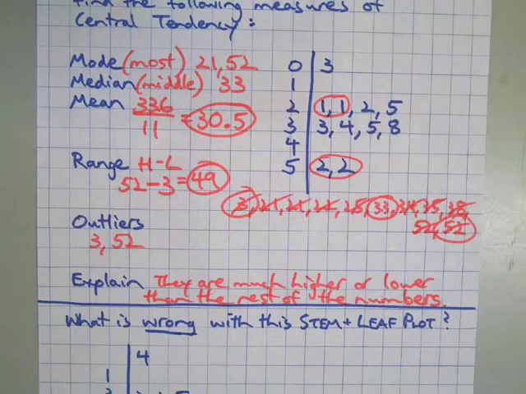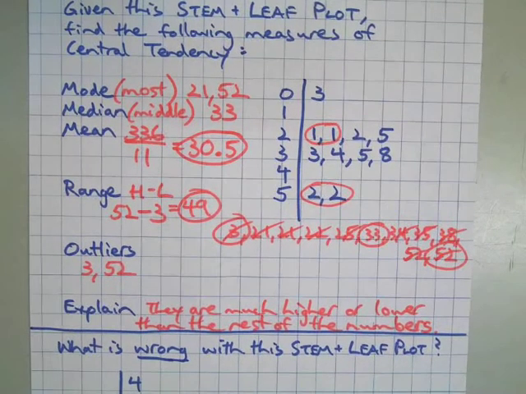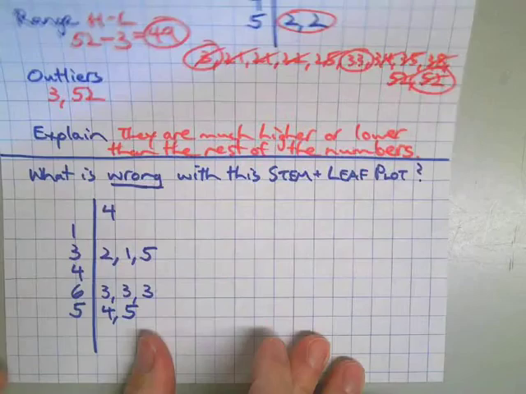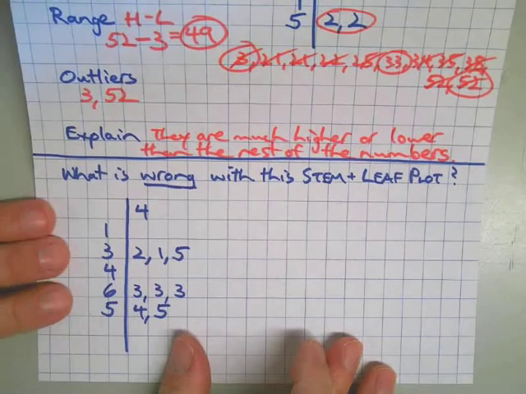Great. So that's how you can kind of put together a list of numbers when you're given a stem and leaf plot, and then just like you would with any other list of data, you could find some information, interpret that data, find some different things. Okay, one more thing before I let you go. What is wrong with this stem and leaf plot?